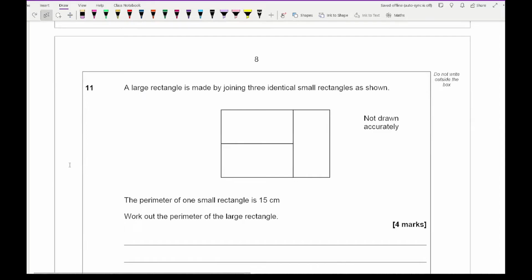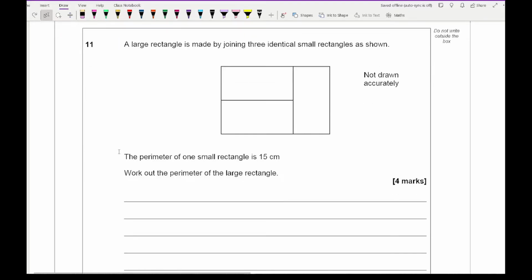Then moving on to question 11, it says that a large rectangle is made by joining 3 identical small rectangles as shown. The perimeter of one small rectangle is 15 centimeters, and it says work out the perimeter of the large rectangle. So we know that all of this distance around one of these rectangles is 15. From this, we can say that it's going to be twice the length. So if this was 2x, that's going to be 1x. The reason for that is that 2x is going to be split up into 2, so that's going to be x, that's going to be x.